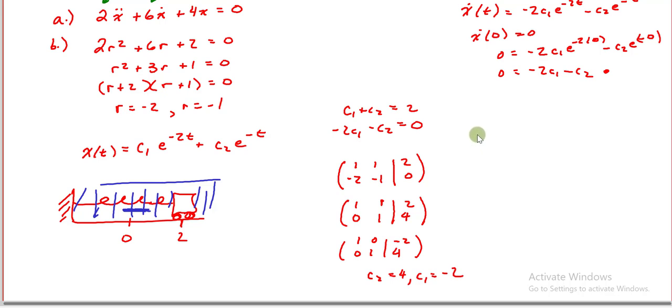So at long last, we're able to give our solution to the IVP. x of t equals minus 2e to the minus 2t plus 4e to the minus t solves our IVP.